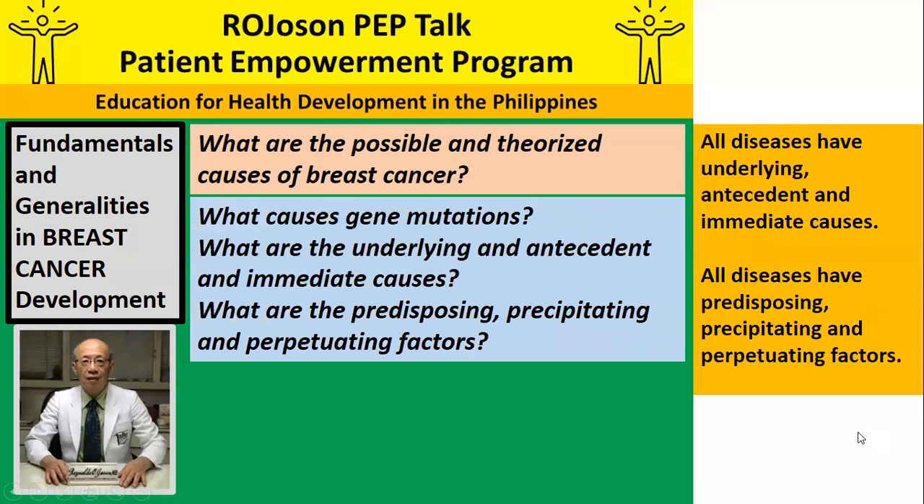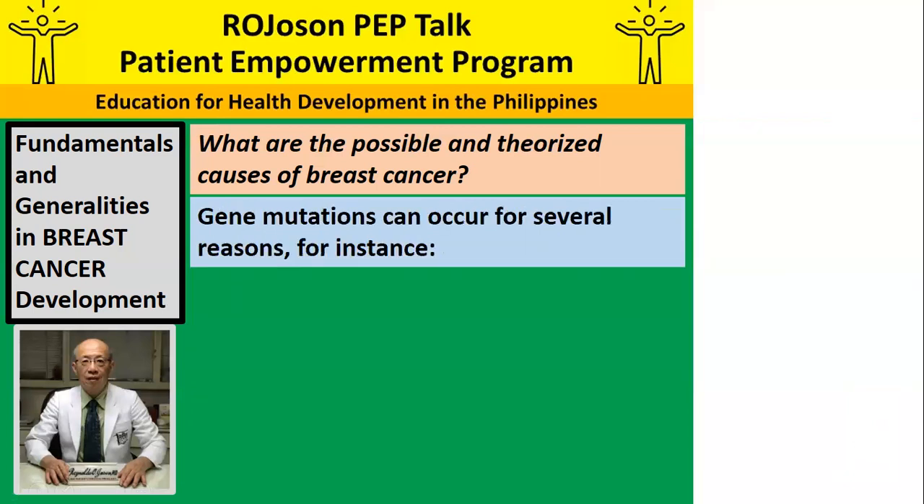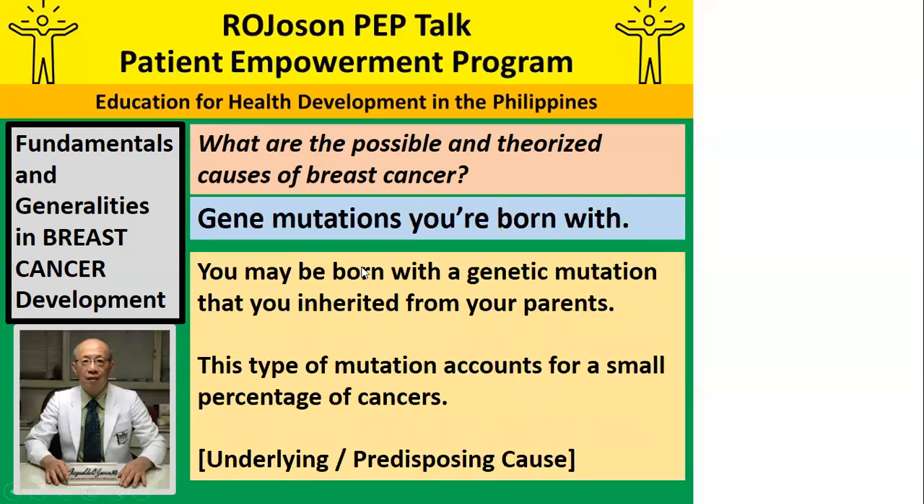What causes gene mutations? What are the underlying, antecedent, immediate causes? What are the predisposing, precipitating, and perpetuating factors for gene mutations? Gene mutations can occur for several reasons. For instance, gene mutations you're born with. You may be born with a gene mutation which you inherited from your parents, but this type of mutation accounts only for a small percentage of cancers. So this could be the underlying and predisposing cause for the cancer.